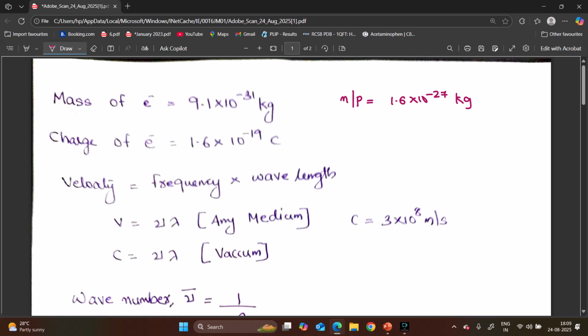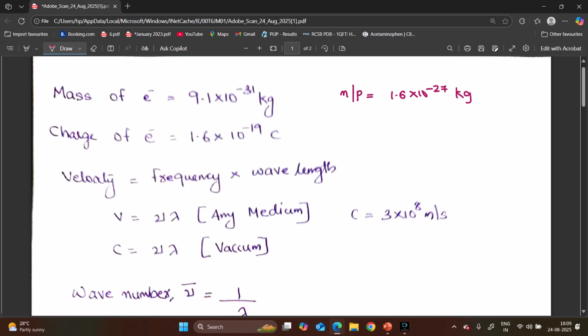That is why when we consider the mass of an atom, we consider only the mass of the neutrons as well as the protons. We will not consider the mass of the electron. The charge of an electron is 1.6 into 10 raised to minus 19 coulomb. I am just speaking about the magnitude. The electron has a negative charge. The charge of the proton will also have the magnitude 1.6 into 10 raised to minus 19 coulomb.